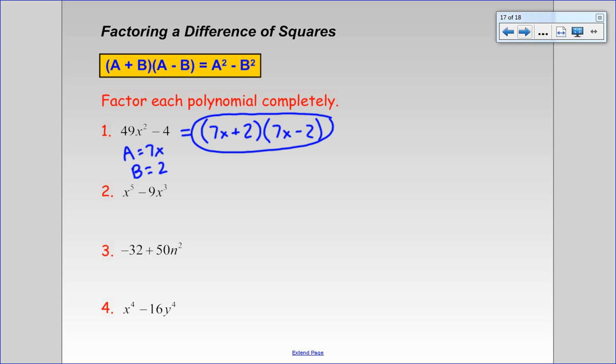What about example 2? We have x to the 5th minus 9x cubed. Because of the odd exponents, this binomial is actually not a difference of squares. However, we can first begin the factoring process by using the distributive property to factor out the common factor of x cubed. And the remaining binomial we have in the parentheses is x squared minus 9. And that binomial is a difference of squares. So our final result is x cubed times the quantity x plus 3 times the quantity x minus 3.